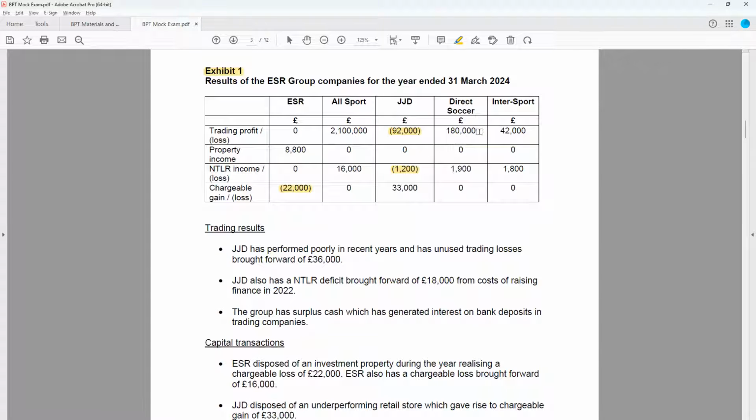And then we've got Direct Soccer. So again, a profitable trading income and NTLR income. And then IS, it's got trading profit and NTLR income as well. So most of the trading businesses are profitable. They've got trading income and NTLR. We've just got this JJD, which has got losses, and then the holding company's got a chargeable loss as well. So we need to think about how we'll use those losses.